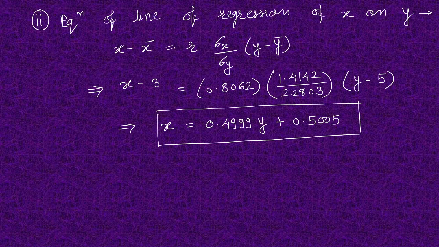Now second line of regression, we substitute all these values in the formula and simplify this, write down the answer in terms of x equal to b naught plus b1y. This is the second line of regression. In this way, we can find out the lines of regression.